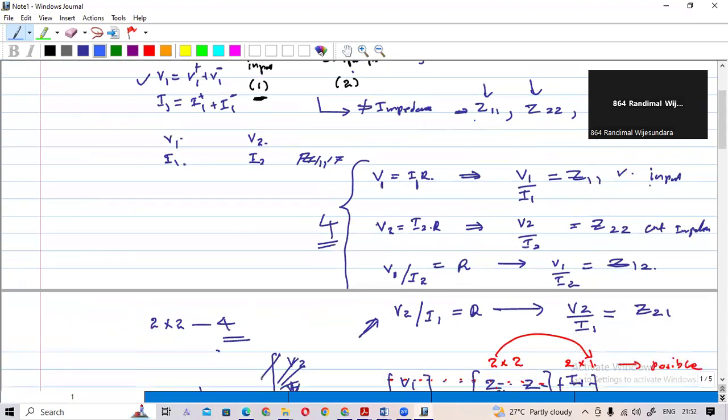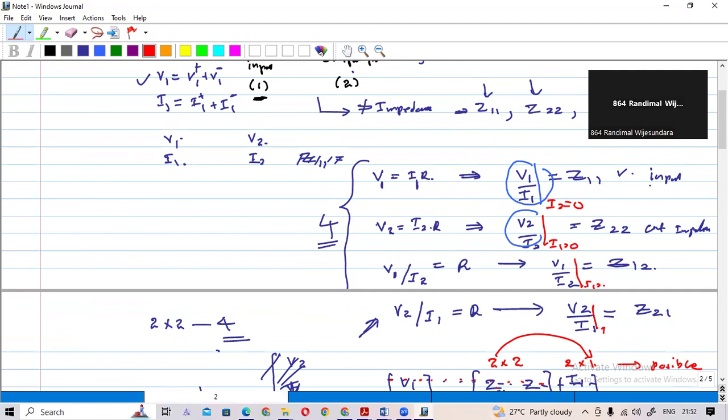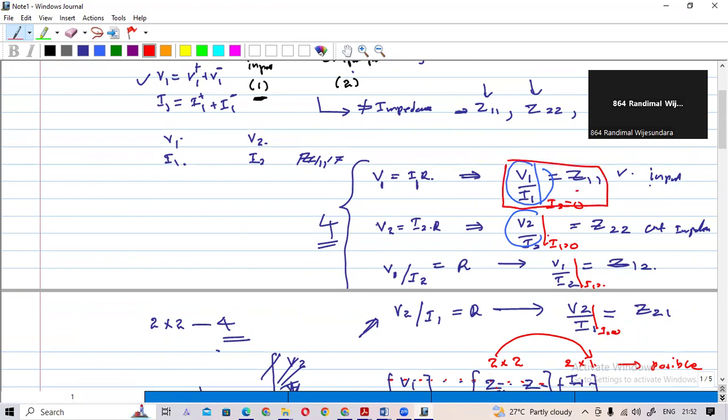Actually these are not 100% correct. Actually, there is a condition. In this one, I2 should be 0. In this one, I1 should be 0. In this one, again, I1 should be 0. In this one, I2 should be 0. If I1, I2 are 0, these equations are valid. Otherwise, these are not valid. So we have to write this condition also.